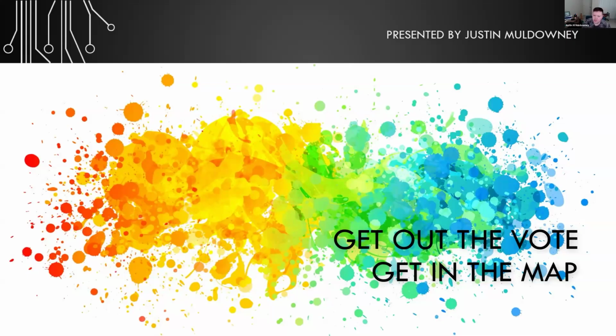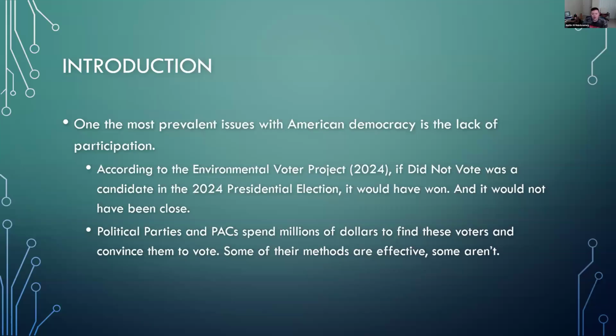I am Justin, part two. I am looking at the get out the vote efforts within the state of North Carolina. One of the most prevalent issues within American democracy is the lack of participation. According to Environmental Voter Project, if "did not vote" was a candidate for the 2024 presidential election, it would have won. And it wouldn't have been close.